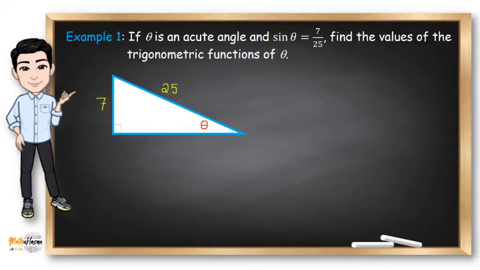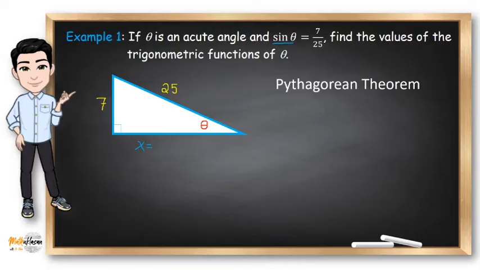here. Now, for us to find the remaining 5 trigonometric functions other than sine theta, we need to complete the sides or the measure of each side. And for that, anong kailangan natin? We all know that if a right triangle is given and one of the sides is missing while the two other sides are given, we can use the Pythagorean theorem.